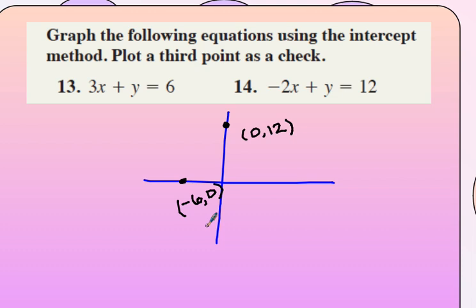I can pick anything I want, right? To find a coordinate point, I just pick an x, find an input, find an output off of it. What number do you like? Let's go with 3. Okay? So if I plug in 3 for x, I'm going to get -6, so we'll add that over. Then y is going to equal 18.